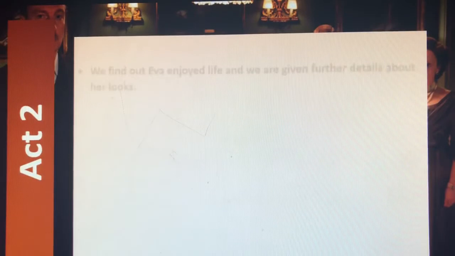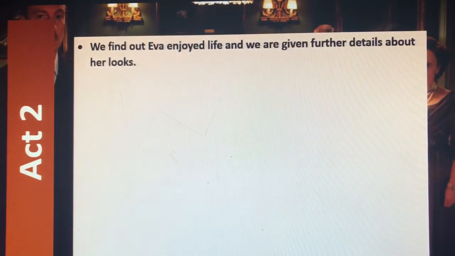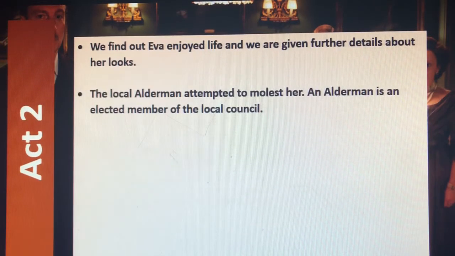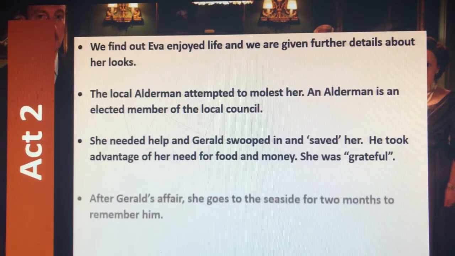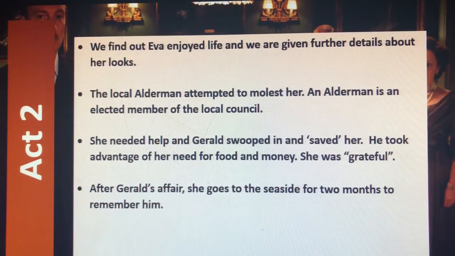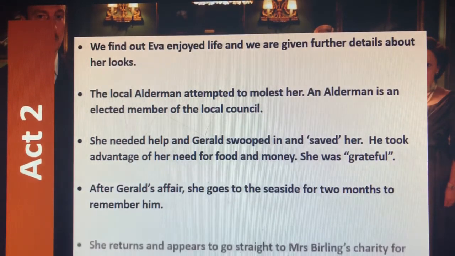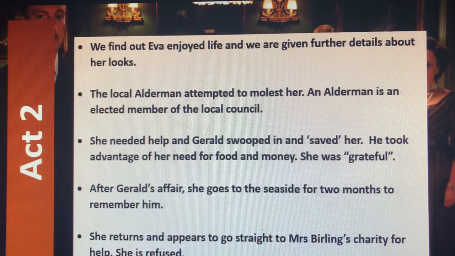Let's look at the key ideas then behind Act 2. We find out Eva enjoyed life, and we are given further details about her looks. The local alderman attempted to molest her. An alderman is an elected member of the local council. She needed help, and Gerald swooped in and saved her. He took advantage of her need for food and money. She was grateful. After Gerald's affair, she goes to the seaside for 2 months to remember him. And she returns and appears to go straight to Mrs. Burling's charity for help. She is refused.